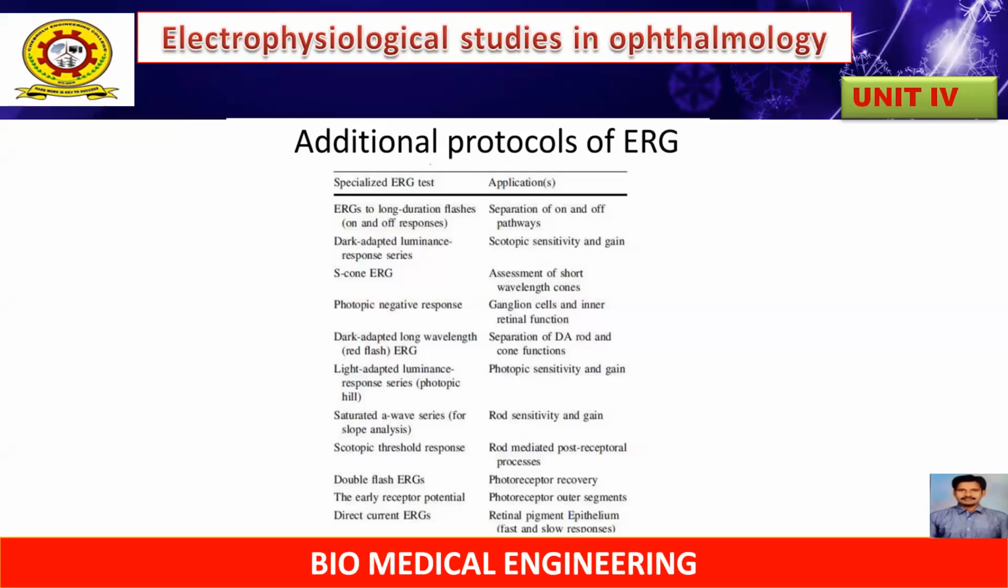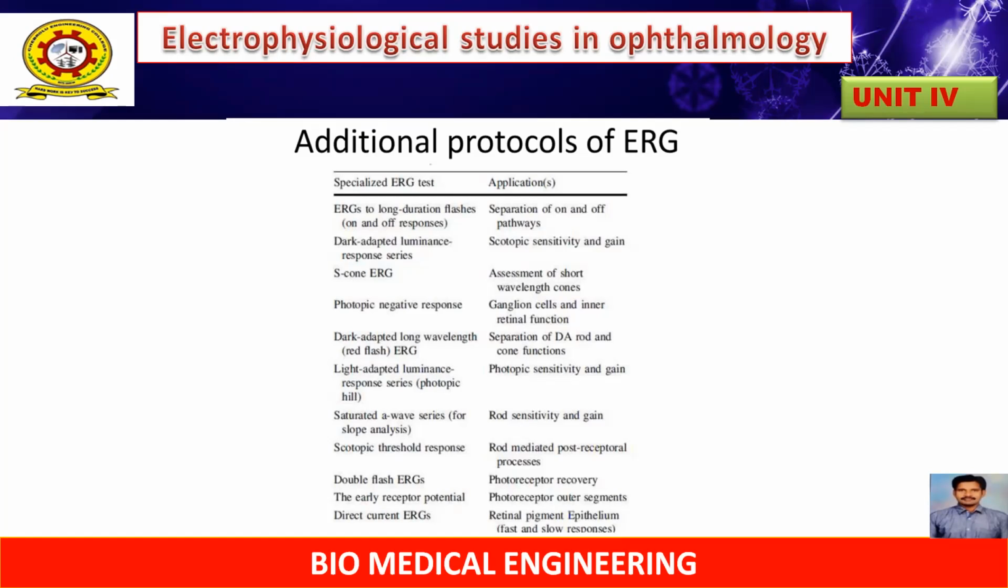So dark adapting the luminance response series is nothing but when this ERG has luminance brightness alternation, so that adaptation can be treated or applicable in scotopic sensitivity and gain. So what is the scotopic sensitivity and gain equal to? Some biomedical applications as well as medical care applications in ophthalmology. So they use this factor while treating the particular patient.